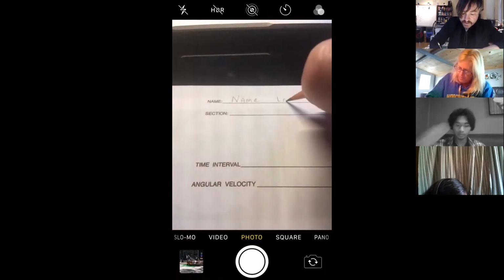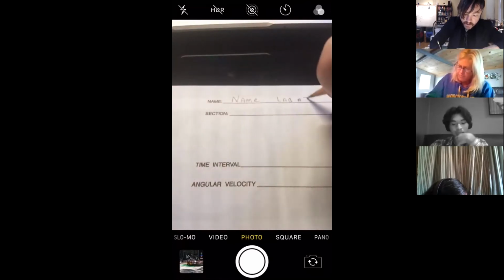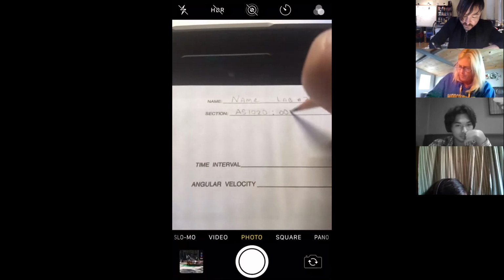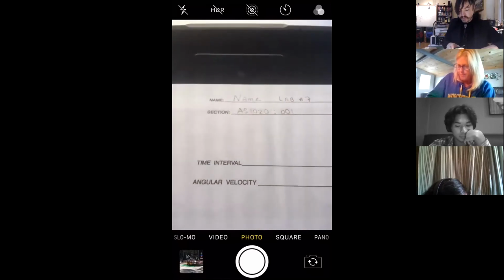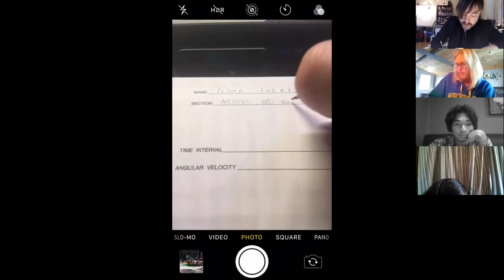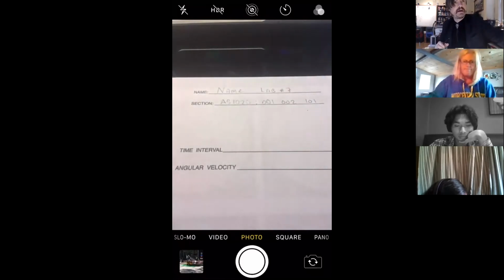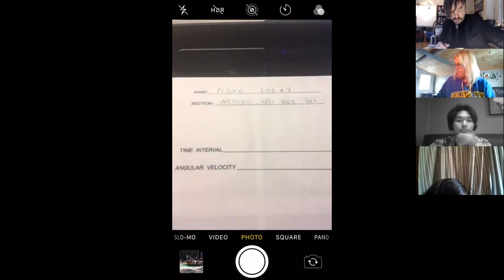This is lab number 7. And our section is astronomy 1020. Don't forget to put your lab section after whatever it is, 001, 002. If you're in the night class, you can put 101. Okay. Let me reduce the intensity of it.